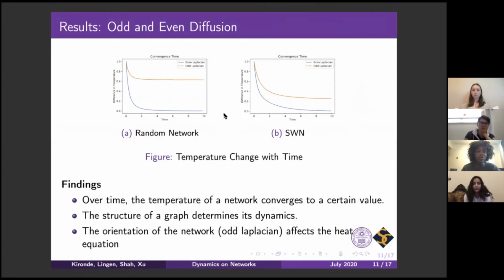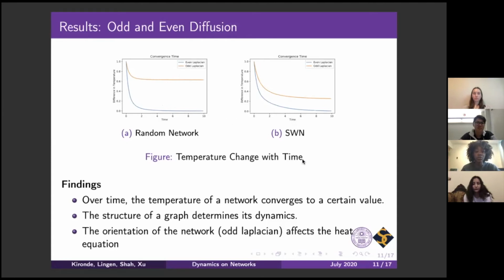Going back to the heat equation, one thing we notice is that the Laplacian being considered is the even Laplacian. This led us to question whether the orientation of the network, meaning the odd Laplacian, affects the diffusion of heat in the network. And as we can see from the two graphs shown, it does. In both cases, the diffusion took the same shape for both the even and odd Laplacian. However, the temperature that they diffuse to is different. Experimentally though, a network will only converge to one temperature. This means that the orientation of the network affects the diffusion.